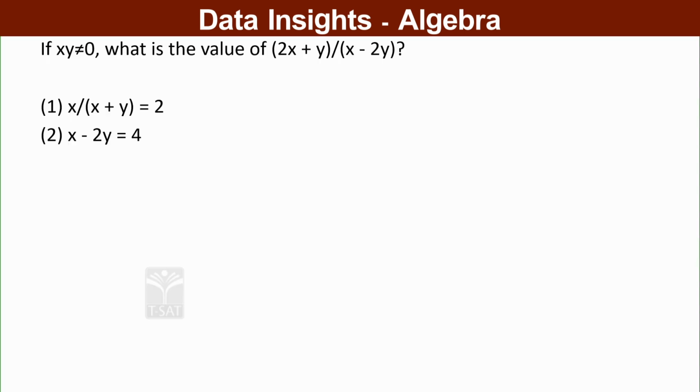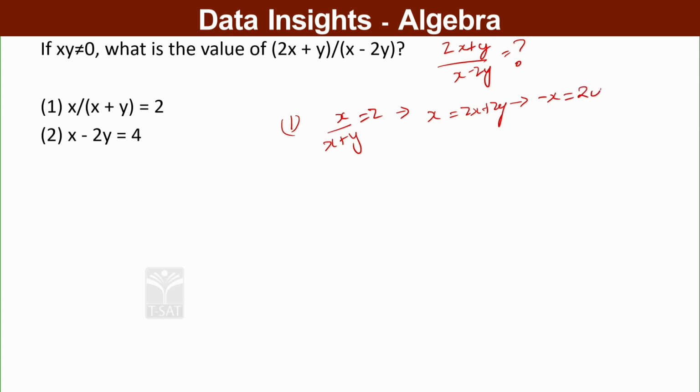What is the value of (2x + y) divided by (x - 2y)? xy is not equal to 0, which means that neither x nor y is equal to 0. So, (2x + y) divided by (x - 2y) is equal to what? You are given in the first statement that x divided by (x + y) is equal to 2, which means x is equal to 2x + 2y, which means that -x is equal to 2y.